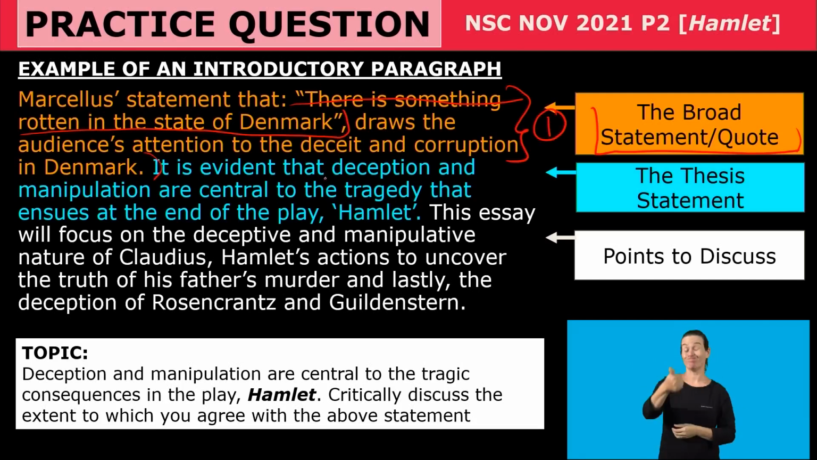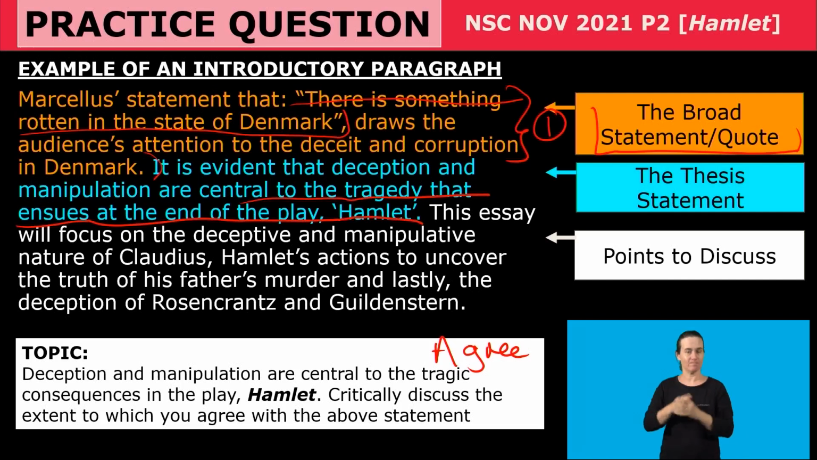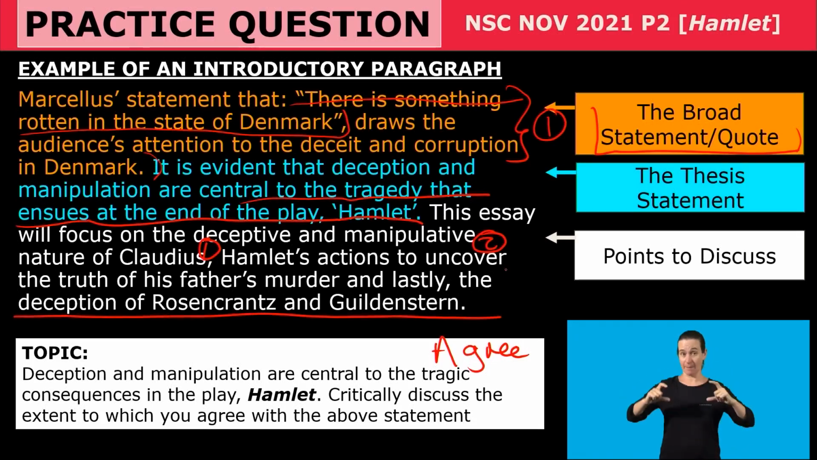It is evident that deception and manipulation are essential to the tragedy that ensues at the end of the play Hamlet. So, I am then agreeing with the topic. This essay will focus on the deceptive and manipulative nature of Claudius. So that's going to be our first body paragraph. Hamlet's actions to uncover the truth of his father's murder. So this is going to be our second body paragraph. And lastly, the deception of Rosencrantz and Guildenstern will be our third body paragraph.